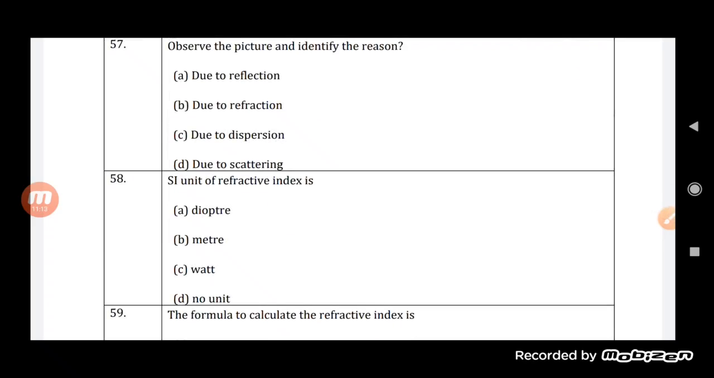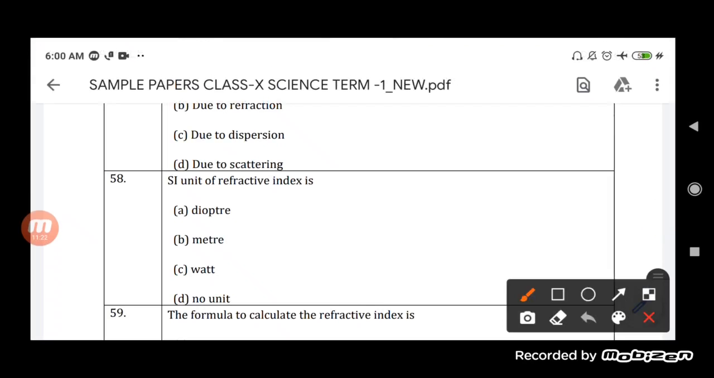What is the SI unit of the refractive index? The SI unit of the refractive index is no unit. So the first answer will be due to refraction. The second one, the SI unit of refractive index, what does it have? No unit.